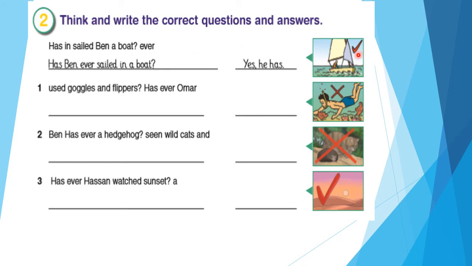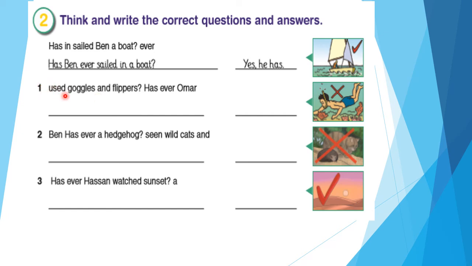Now look here, we have tick. I told you before, if we have tick, it means yes. And if we have cross, it means no. So what is the answer? Yes, he has. Now think about 1, 2, 3. Write the answers if you know them. Okay, let's answer it together.